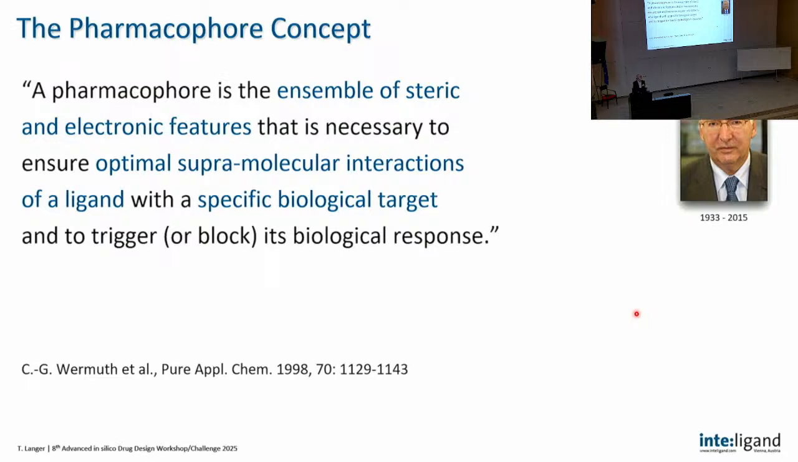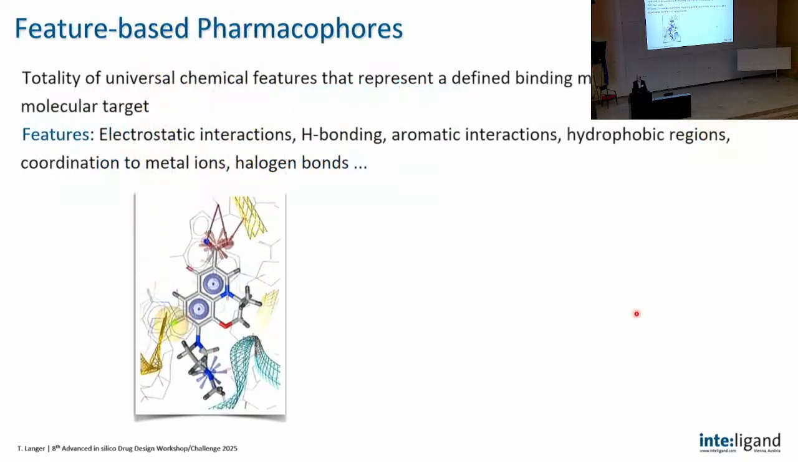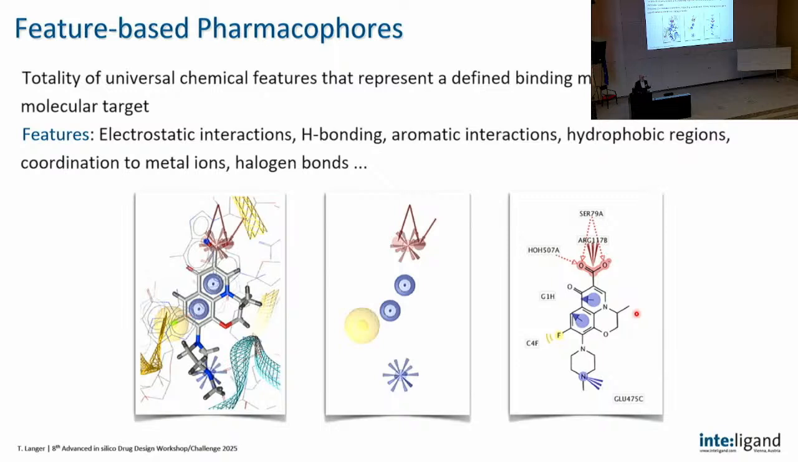Sometimes you read pharmacophore descriptions in books that are not correct. You cannot say, for instance, a guanidino group is a pharmacophore. This is not true. The pharmacophore is the entire description of the interactions of a molecule with another one. And so these chemical features that represent the defined binding mode of a ligand to its biomolecular target are mainly electrostatic interactions, H bonding, aromatic interactions, hydrophobic interactions, coordination to metal ions, also halogen bonds, for instance. And this is a language that is very easy to understand.